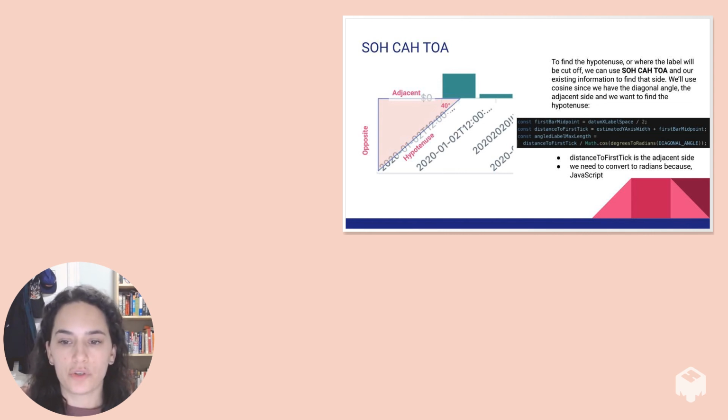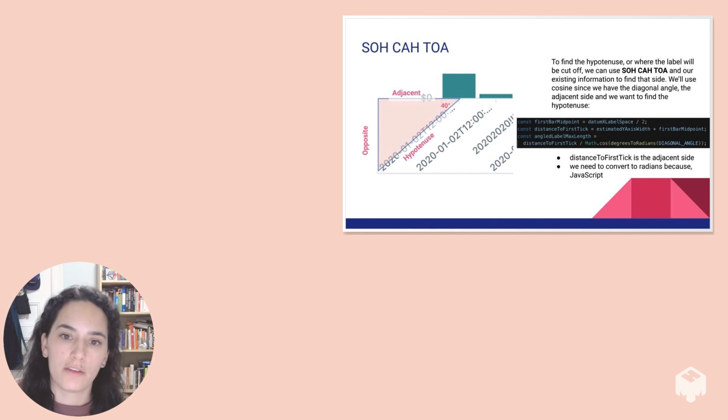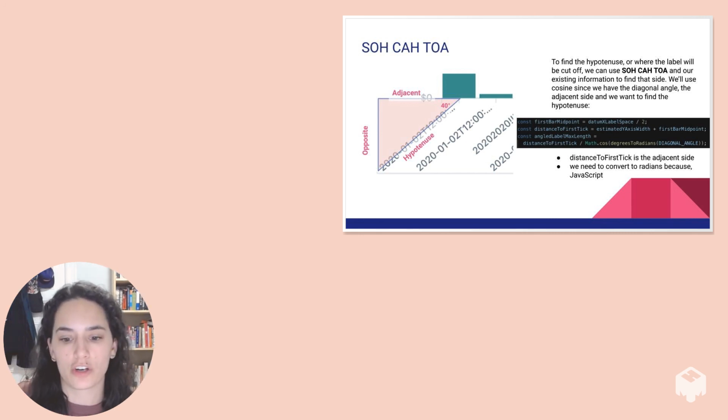And then you can see my JavaScript code here. So basically what I'm doing is figuring out where the middle of that bar is, and then the distance to the first tick. And then my rejigged cosine formula is basically to divide the distance of the first tick by Math.cos of the diagonal angle. And fun fact, if you're working in JavaScript, you need to convert your regular degrees to radians. So that's what my utility function there is doing.